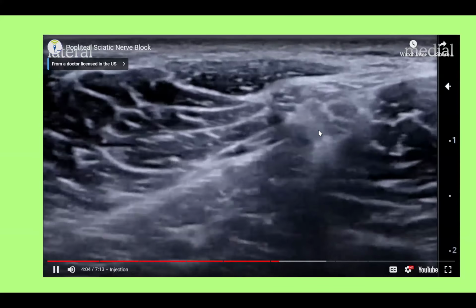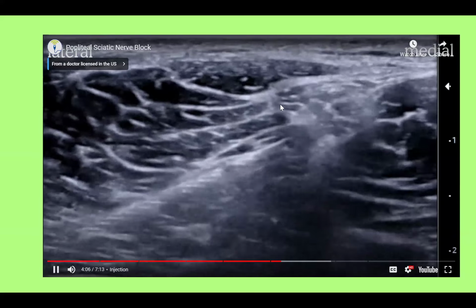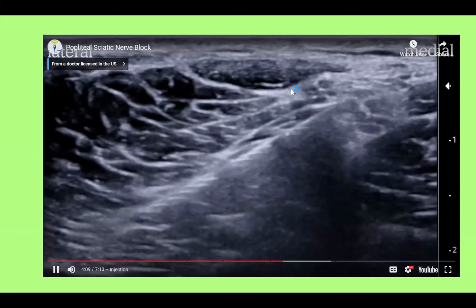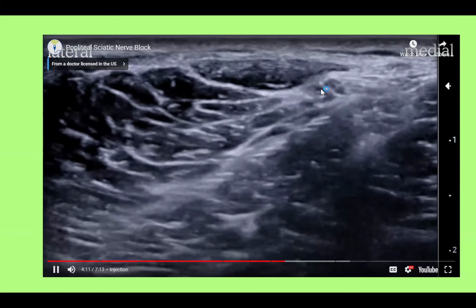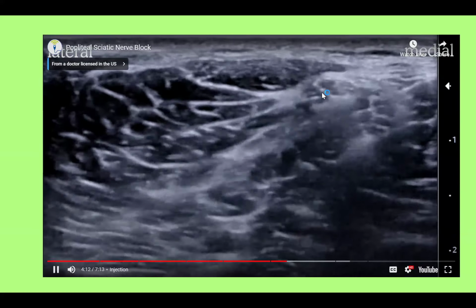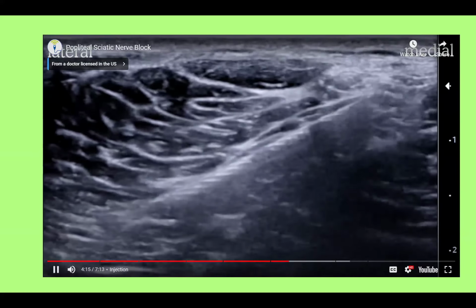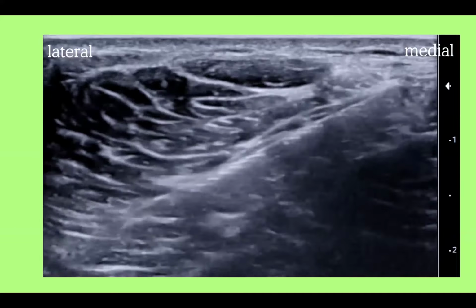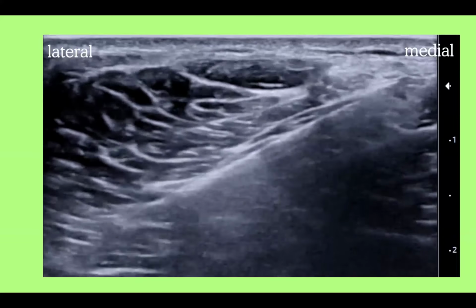Our approach comes from the lateral position, and because it does come from the lateral position, one of the risks is that we can transect the common peroneal nerve if we don't identify it early. So I wouldn't perform this block unless you can accurately identify the common peroneal.